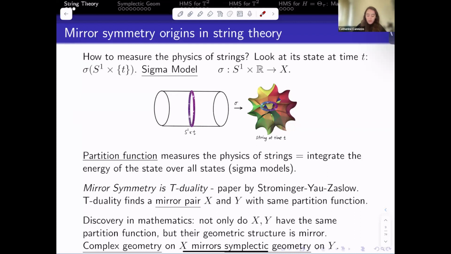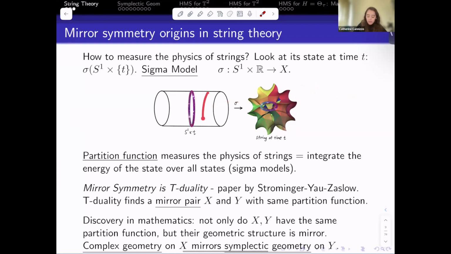So this is done with a sigma model. A sigma model is a state of the string, and it's a map from a two-dimensional surface, like the cylinder, which is S1 times R, to the target here. This is the Calabi-Yau manifold. That's the 6-dimensional extra dimensions where this string is vibrating in. So at time t, what this is telling you is where that string is at time t.